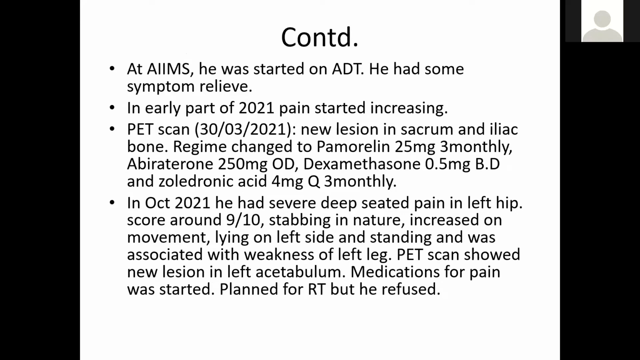At AIIMS, the patient was started on ADT. In the file, the agents were not written, and he had some relief. According to him, he had symptom relief after starting the medication. But in the early part of 2021, pain started developing again and was increasing. On the PET scan on the 30th of March 2021, a new lesion was detected in the sacrum and the iliac bone. So the doctor changed the regimen to Pamorelin, which is triptorelin, 25 milligram three monthly, abiraterone 500 milligram OD, dexamethasone 0.5 milligram BD, and zoledronic acid 4 milligram three monthly.